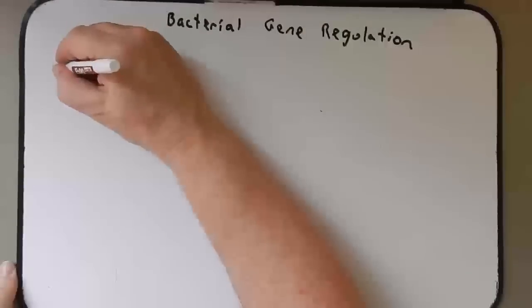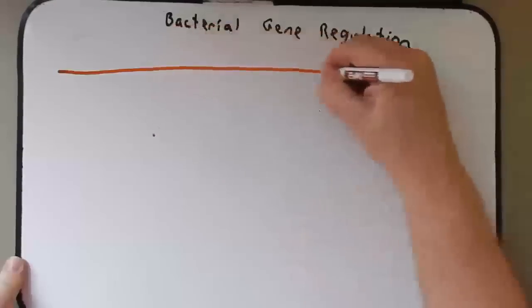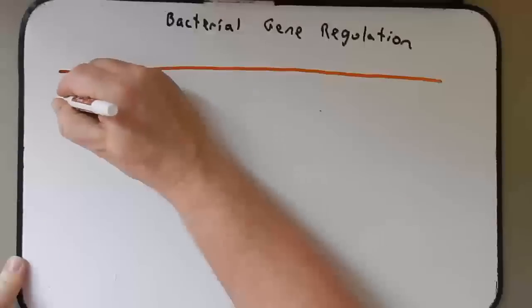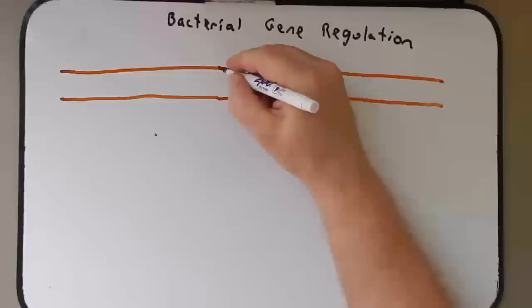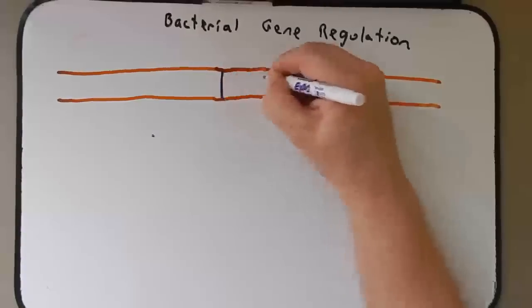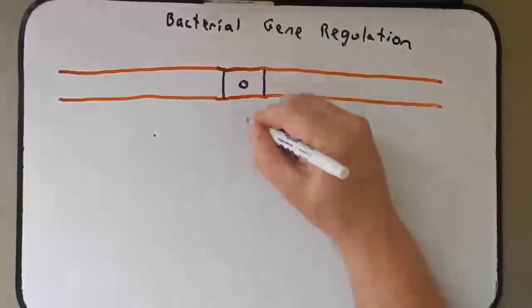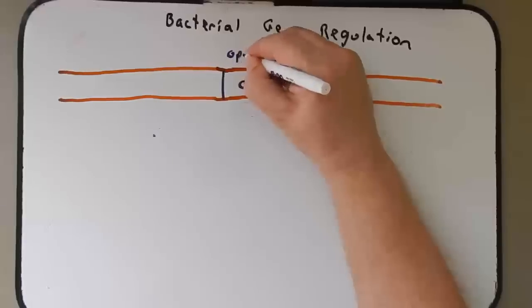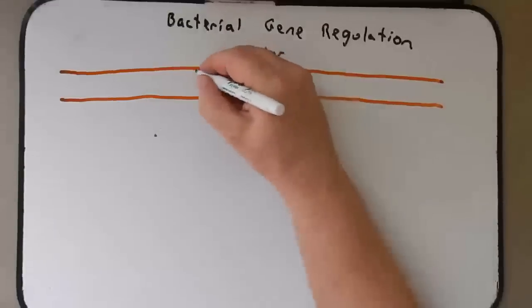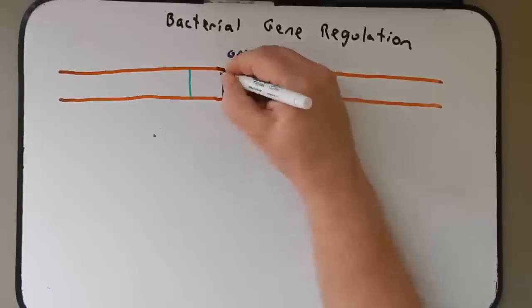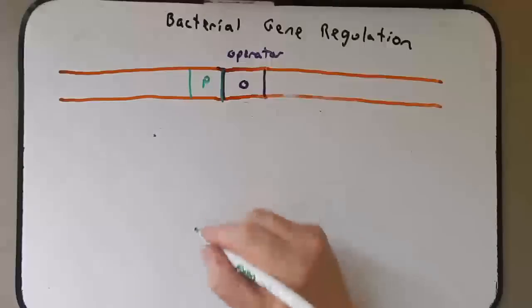Now, as we begin, I want to talk specifically about how bacteria organize their genes. Bacterial genes are regulated by 2 special sequences. The first one, I'm going to put an O there, but it stands for operator. They also have a sequence that you've heard about before called a promoter, and I'll just put a P there.